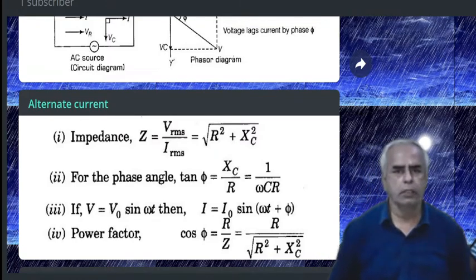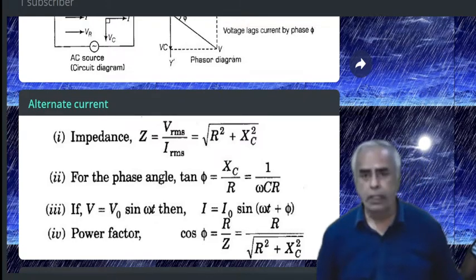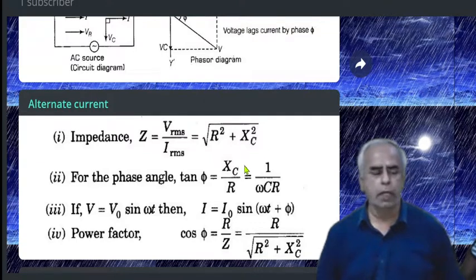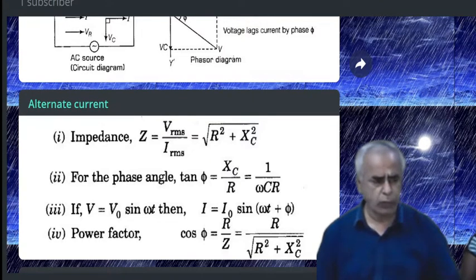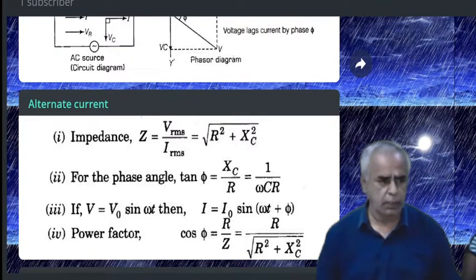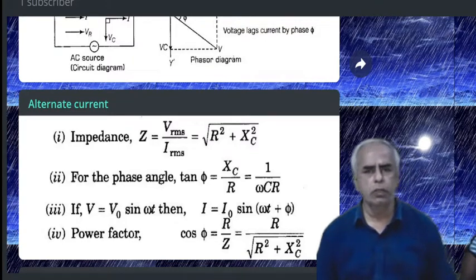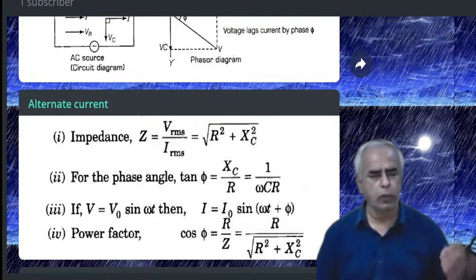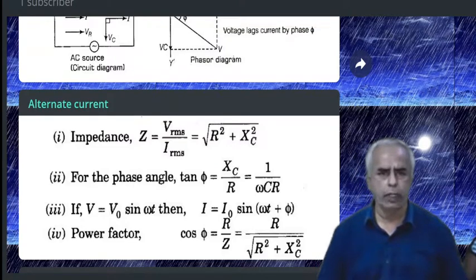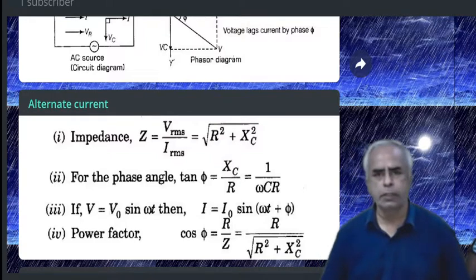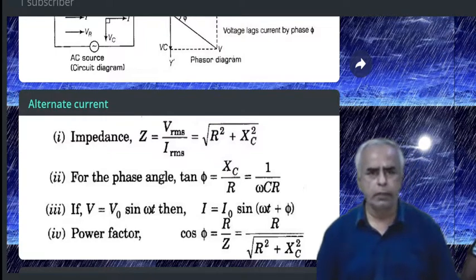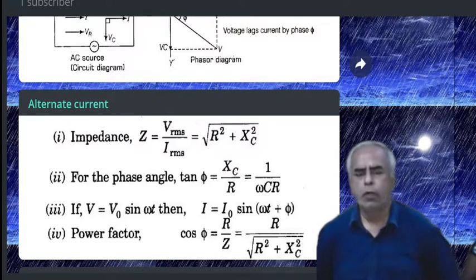Now that is given as Z equal to the square root of R squared plus XC squared. How does it come? That is based on the Pythagoras theorem, is it not? Z acts as the hypotenuse, and along the x-axis and y-axis you have R and XC. So Z squared is equal to R squared plus XC squared. You can look at the diagram and arrive at it. Therefore, Z is equal to the square root of R squared plus XC squared. Got it? Right.